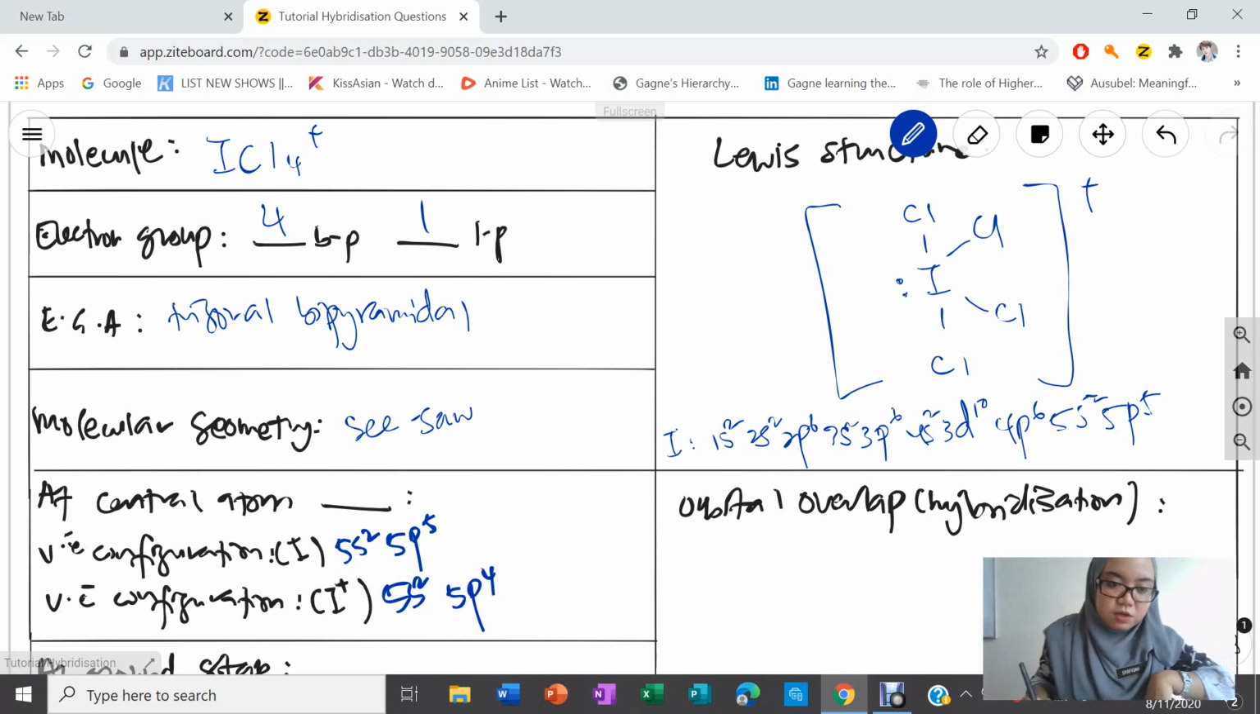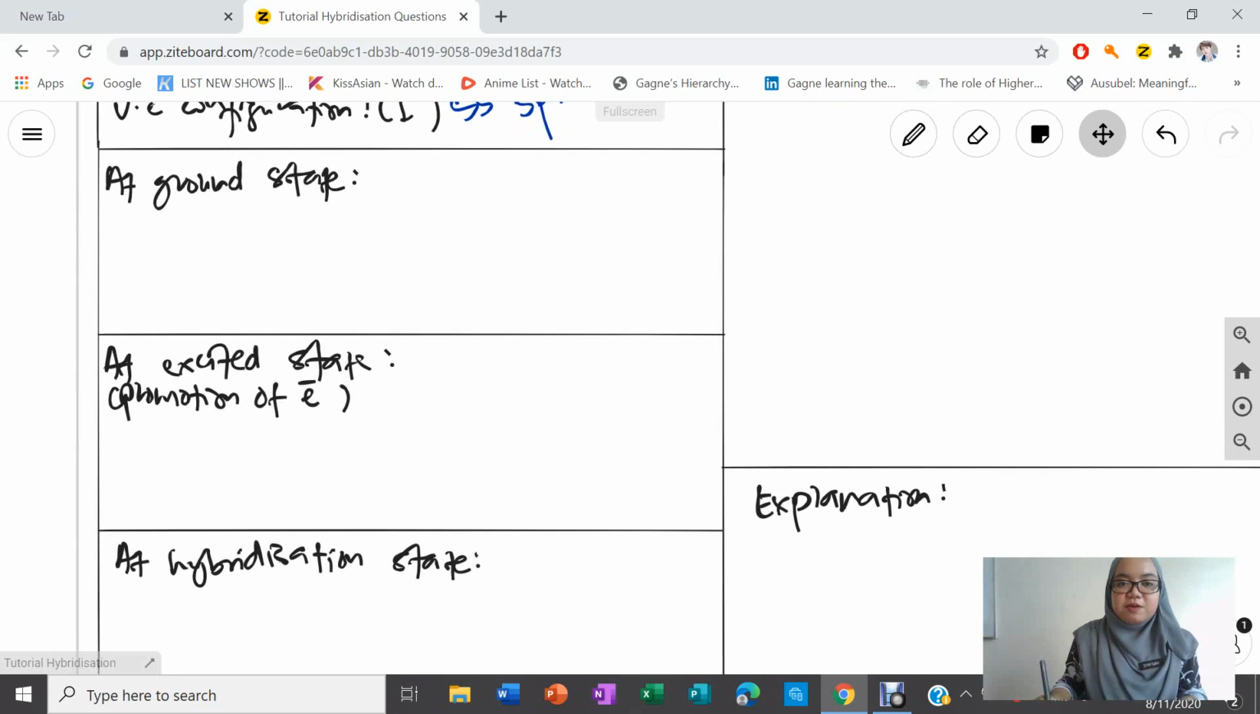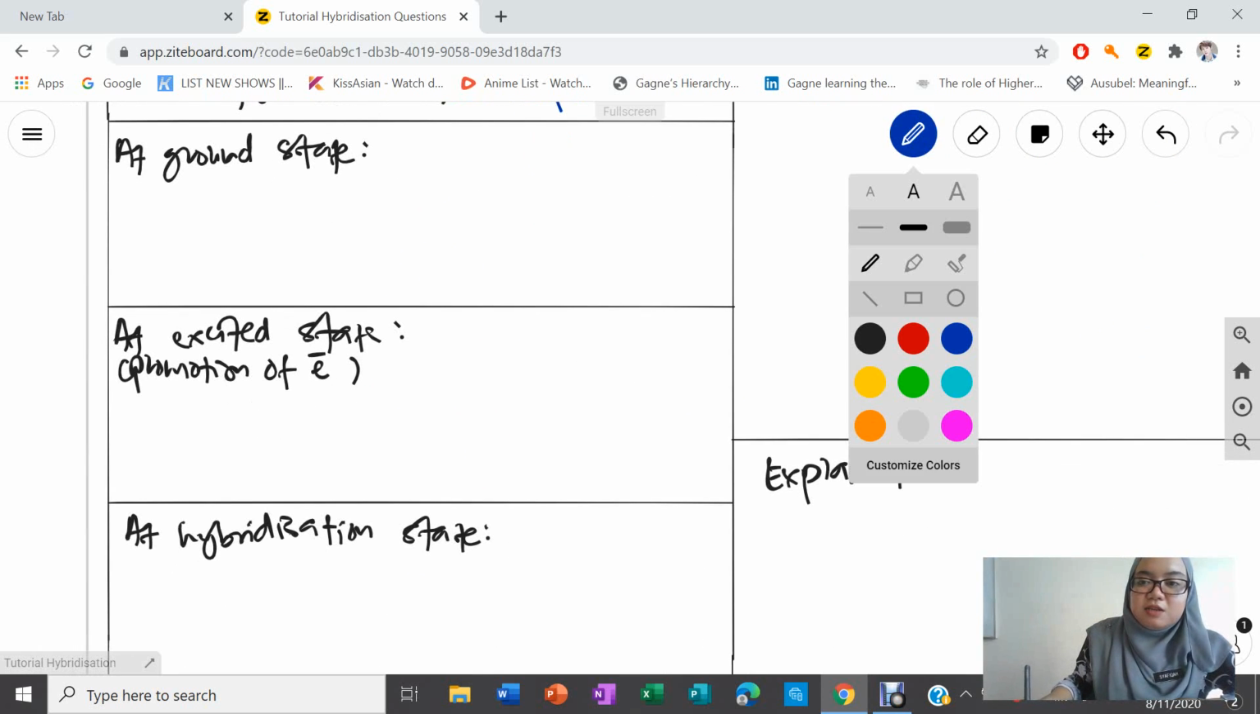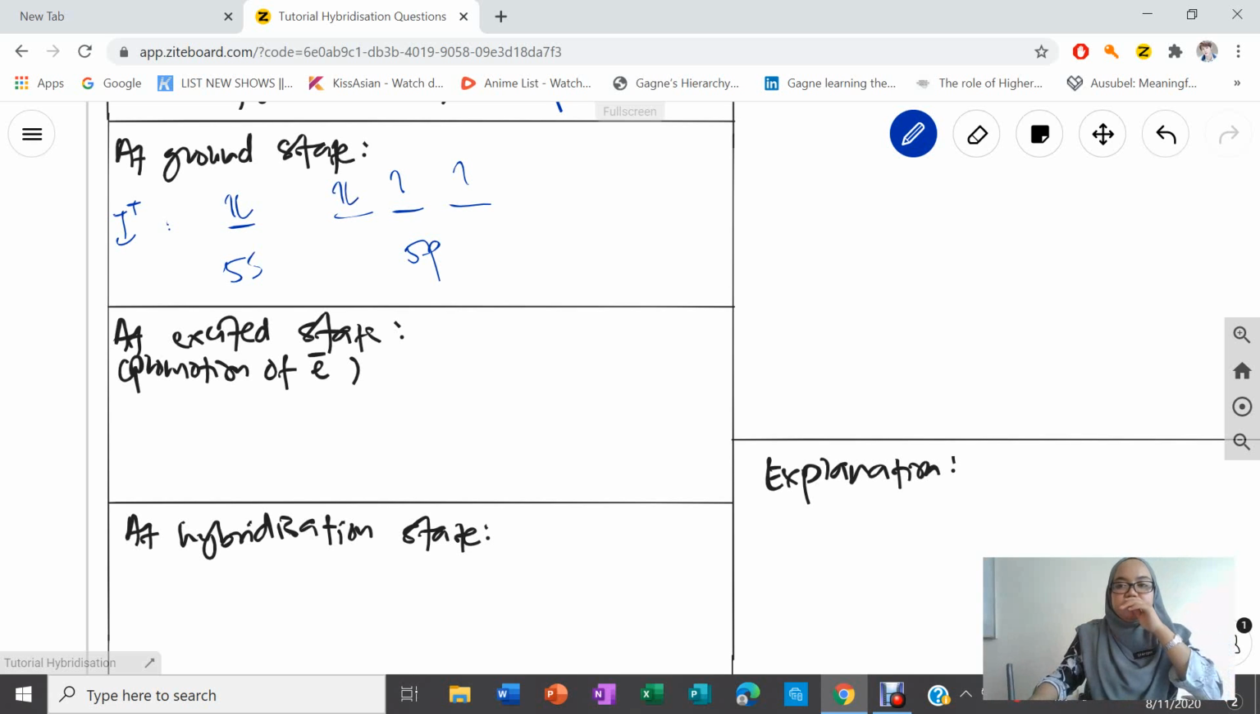Okay, so now we can explain the hybridization process using the orbital diagram. So at ground state, 5s 5p4, it has 2 unpaired electrons.